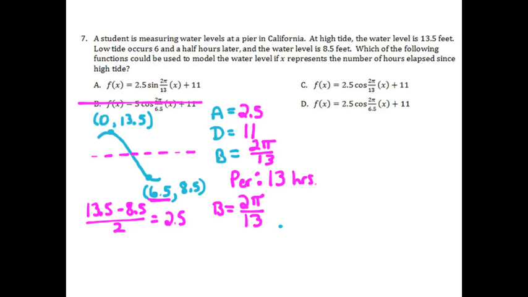So with that information, looks like we can cross off D, because that's got 2 pi over 6.5. And now we're left with A and C. The only difference in these two is one is the sine equation and one is the cosine equation. Neither of them have a horizontal shift, neither of them have a number being added or subtracted to the x, and so that means that we're starting at 0. If I look at my little drawing here at 0, I'm at 13.5, which is at the top of the cycle, and cosine is the one that starts at the top, and so cosine would be our answer C.